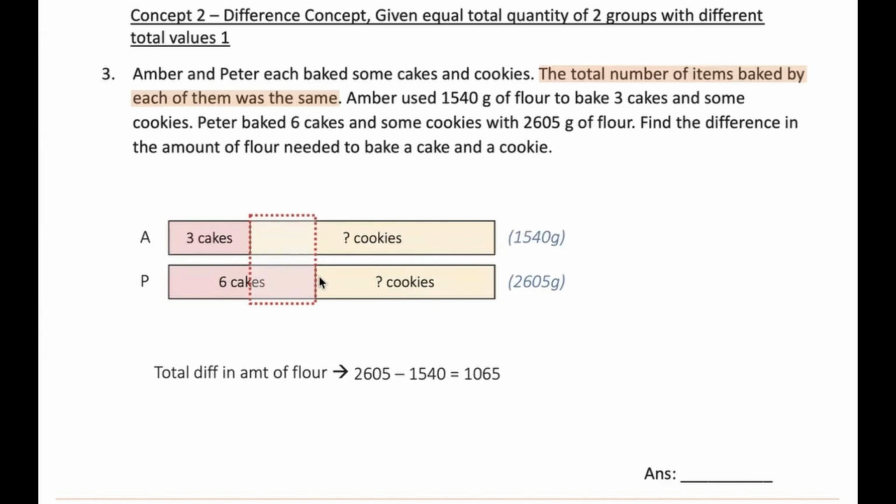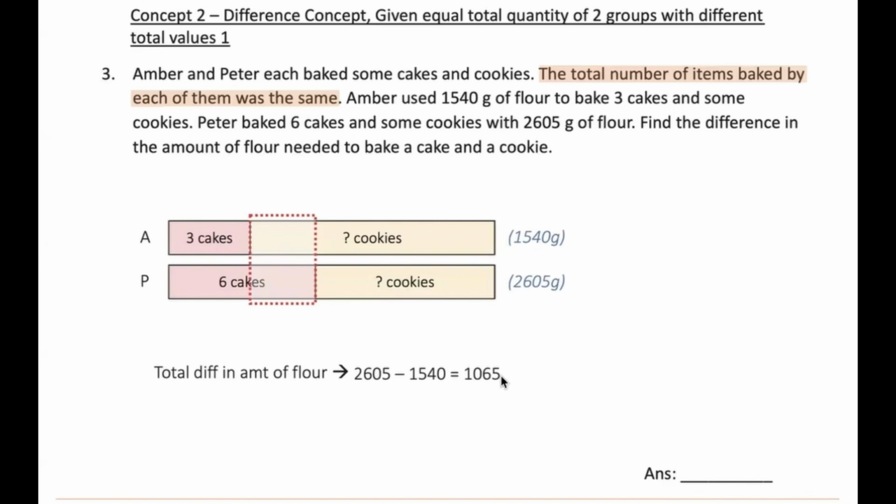Now, we know that the number of cakes and cookies are equal, right? So the number of items in this box must be equal to 6 minus 3, because the number of items here is the same, the number of items here is the same. So the number of cookies here and number of cakes here must be 3. So the difference between 3 cookies and 3 cakes has a mass of 1065.